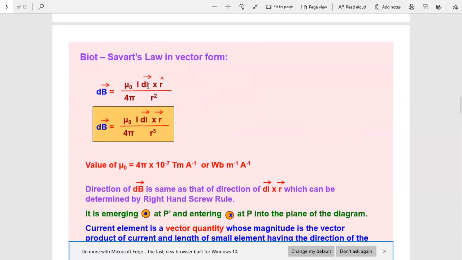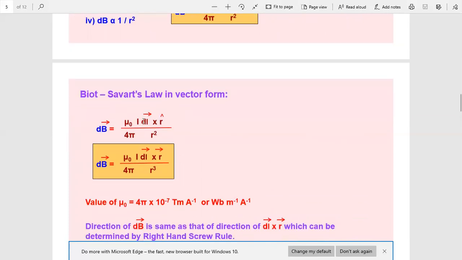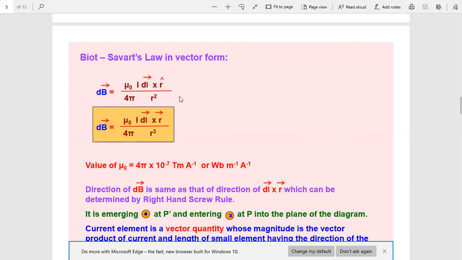Now you know that vector A cross vector B equals mod of vector A into mod of vector B into sin theta. We know well, mod of vector I dl equals I dl, and mod of vector r cap equals 1, into sin theta. So I dl into 1 into sin theta equals I dl sin theta. So in place of I dl sin theta, we can place I dl vector cross vector r cap upon r squared. So this is the vector form of Biot-Savart law.